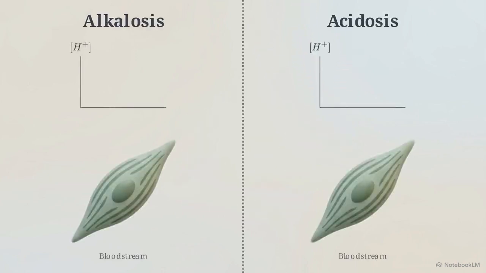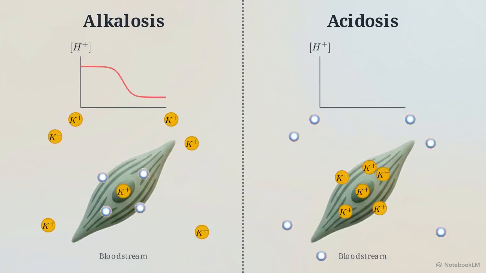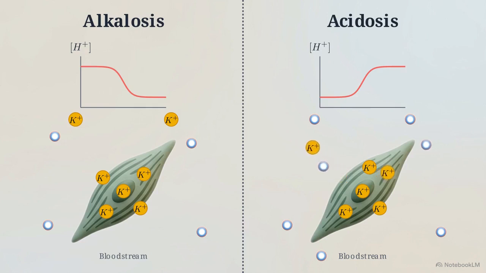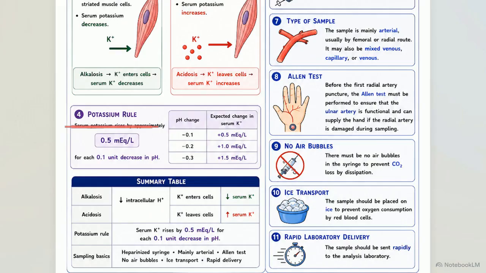During alkalosis, as hydrogen ion concentration drops, potassium enters the striated muscle cells. Conversely, during acidosis, a high concentration of hydrogen pushes into the cells, forcing potassium out into the bloodstream. The clinical AK rule provides a formula for tracking this shift.